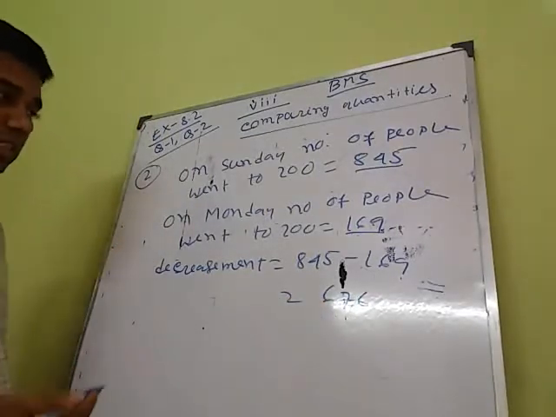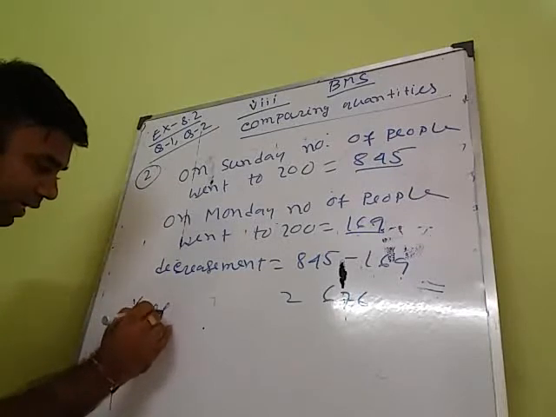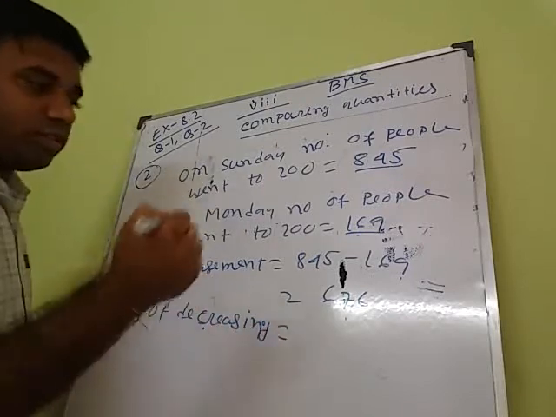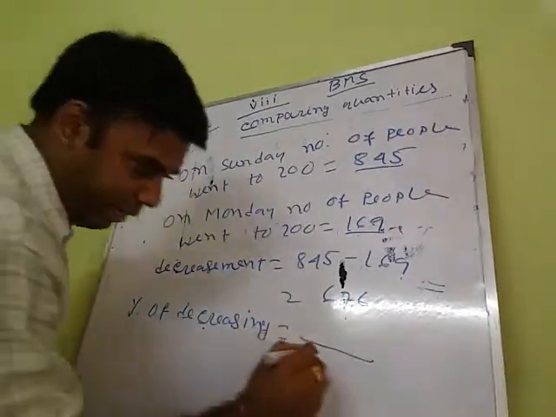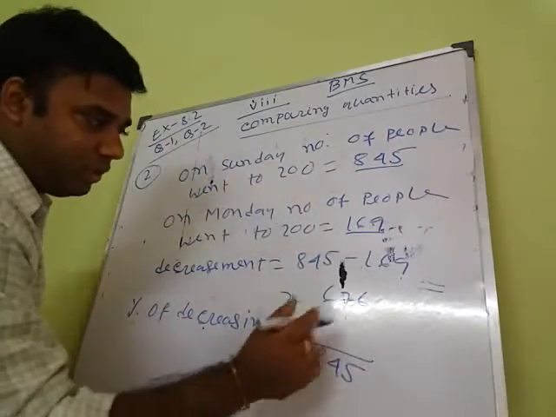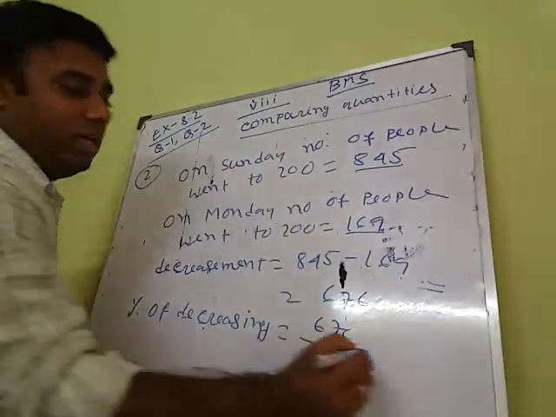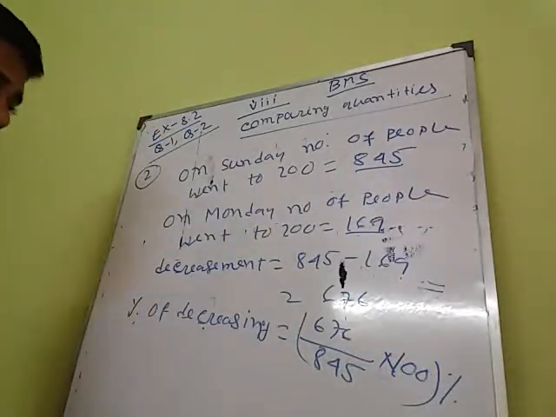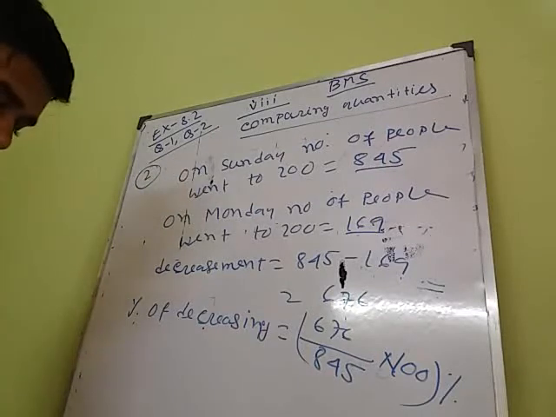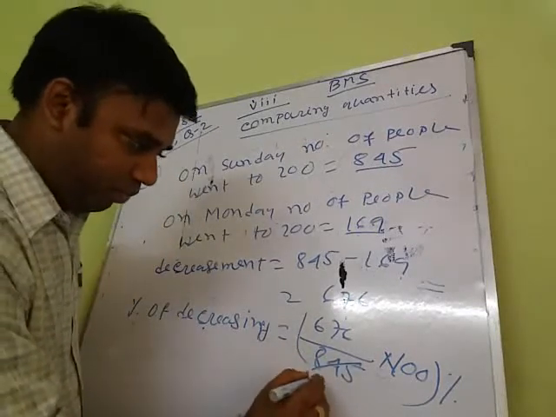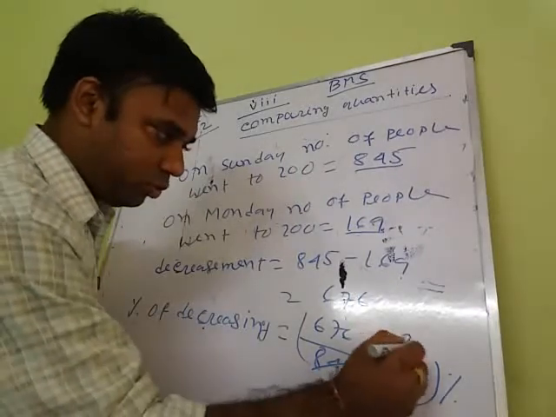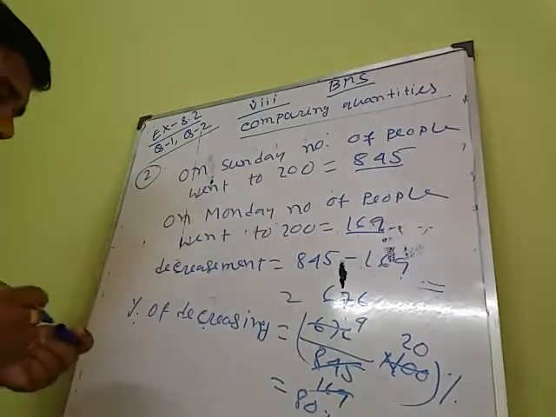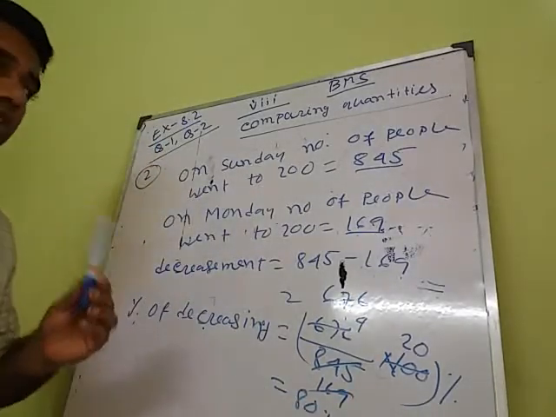Now the percentage decrease. First of all, the number of people is 845 and the decrease is 676, and for making it a percentage we multiply by 100. So the answer comes to 80%. 80% fewer people viewed the zoo on Monday.